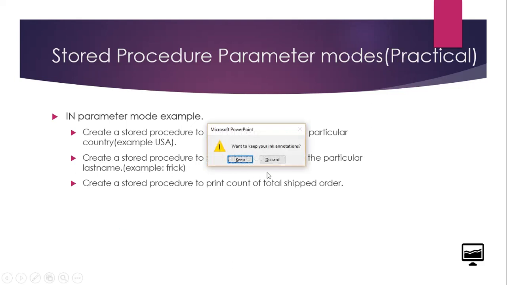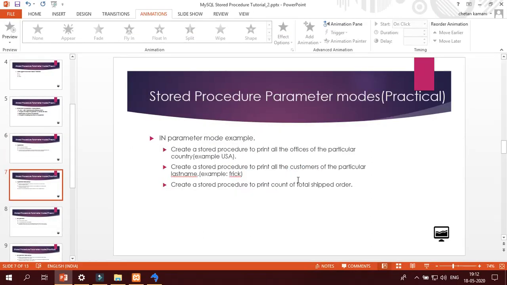I will explain the IN parameter mode with three different examples. First, we will create one procedure that will print all the offices of a particular country, for example USA. Second, we will create a stored procedure to print all the details of the customer whose last name is Frick. And third, a stored procedure to count how many orders are shipped. So let us start with the first example.